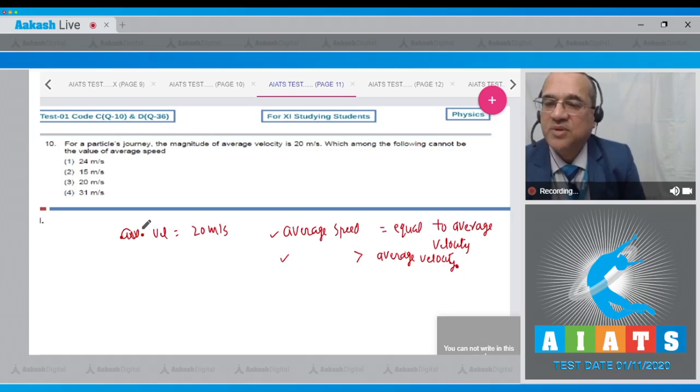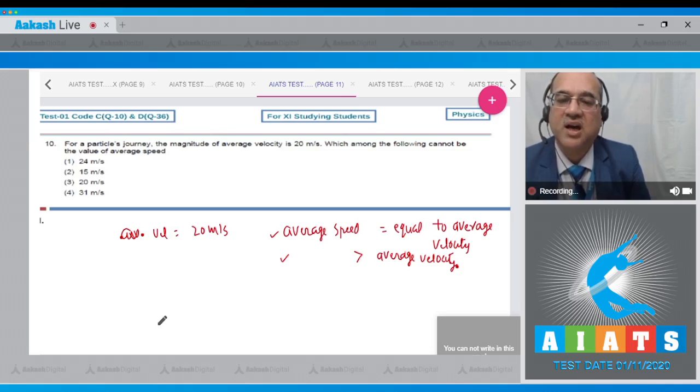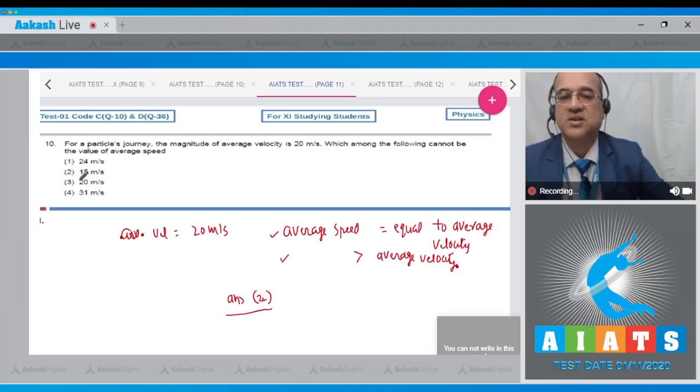Therefore, the value of the average speed cannot be less than 20, and the first option 24, that's true, that this 24 is more than 20 is true. The second option, the average speed is 15 and average velocity 20, this is the wrong option. Third one, average speed is 20 and average velocity is also 20, that's again true. And the last, 31, which is more than 20, is true. Therefore, the correct option is answer number 2, that this cannot be the value. So your answer is 2 to this question.